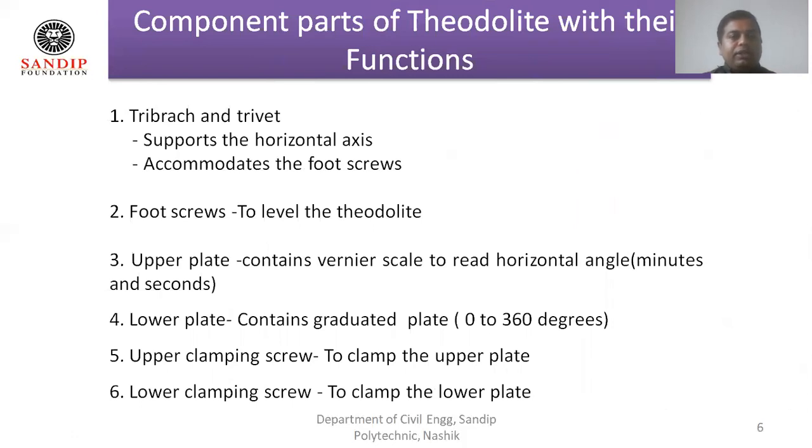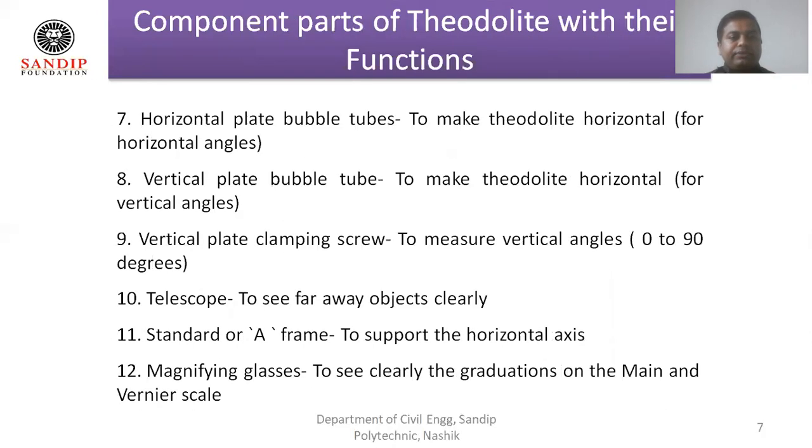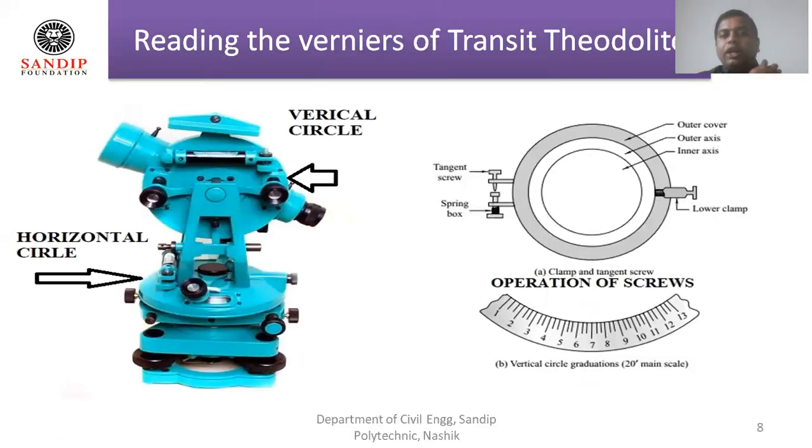Okay, already we have seen all these component parts. Now let's go for how to take the reading on verniers of transit theodolite. If you are able to see, this is the theodolite. There are two circles. This is vertical circle and this is the horizontal circle.